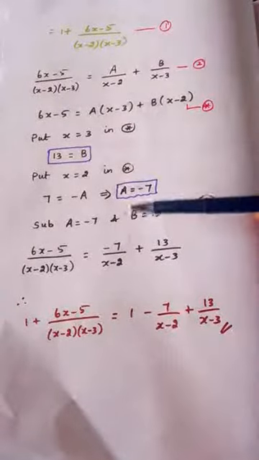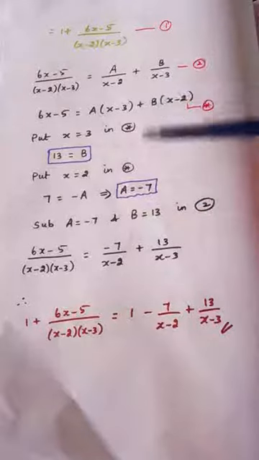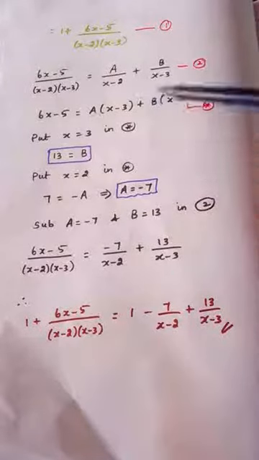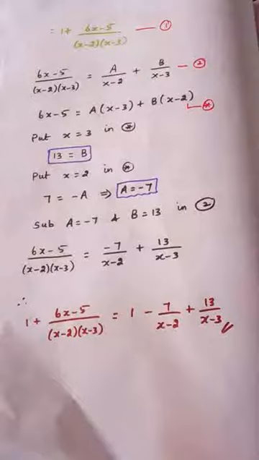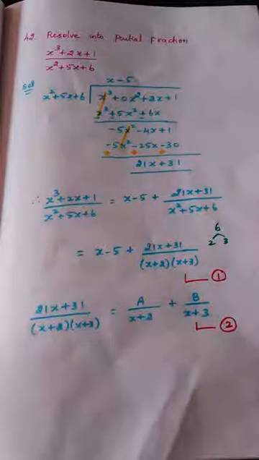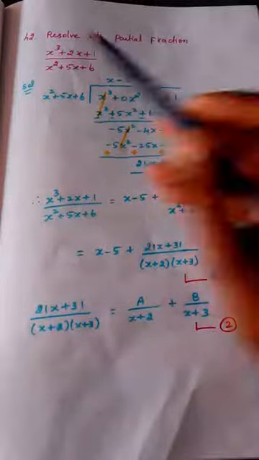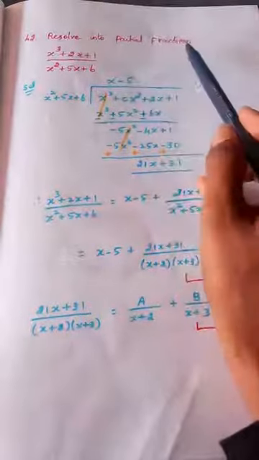These are all nothing but what we did in type 1, so I am not going to explain this. You just see this and understand. Try to understand. We will move on to the next sum. Question number 42. Resolve into partial fractions.